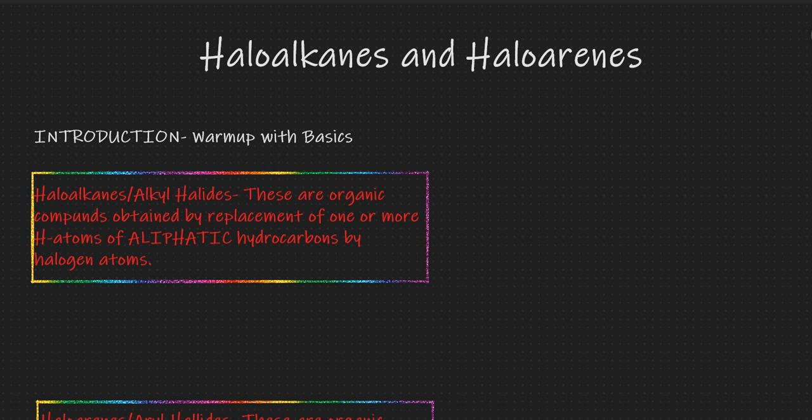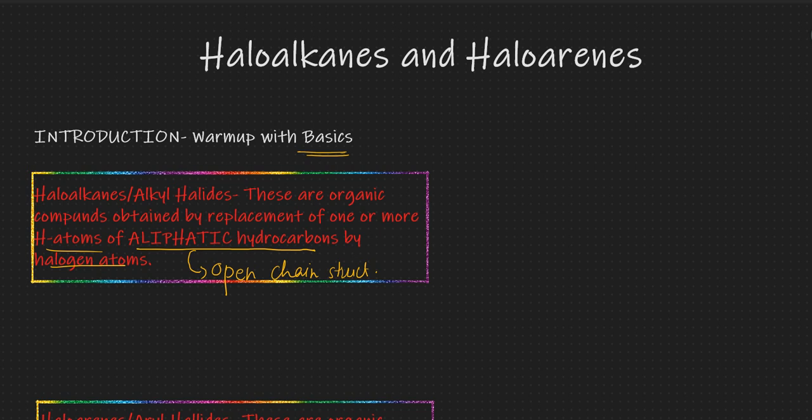Haloalkanes, also known as alkyl halides, are organic compounds which are obtained by replacement of one or more hydrogen atoms of aliphatic hydrocarbons by halogen atoms. So to obtain haloalkanes or alkyl halides, we replace hydrogen atoms of aliphatic hydrocarbons. Now aliphatic hydrocarbons, as you would have already known, are open chain structures. You would have already studied this in your earlier classes, but we are just having a quick recap of our basics. So bear with me in this video.